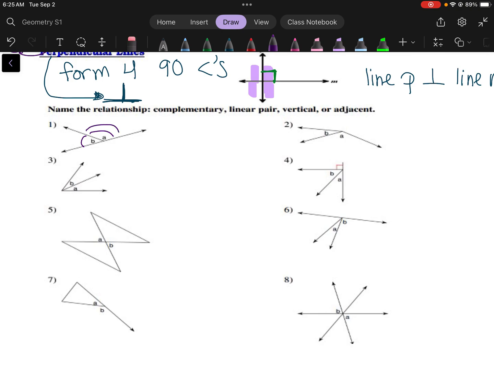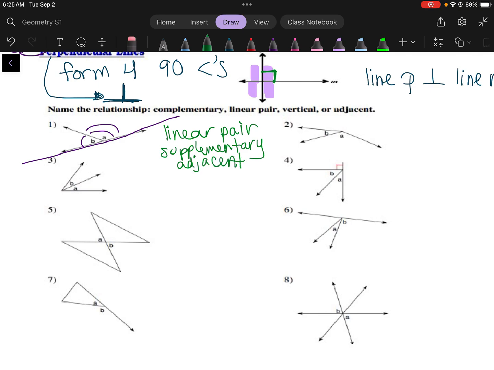Okay, so these are next to each other, okay, and they form a straight line. So they can be called a linear pair. They can also be called supplementary and adjacent. So number 1 has all of the things. Okay, the next one, number 2, does this form a straight line? It doesn't look like these two create a straight line, so they are just adjacent to each other. They're next to each other. They share that side in the middle, but they do not create a line.